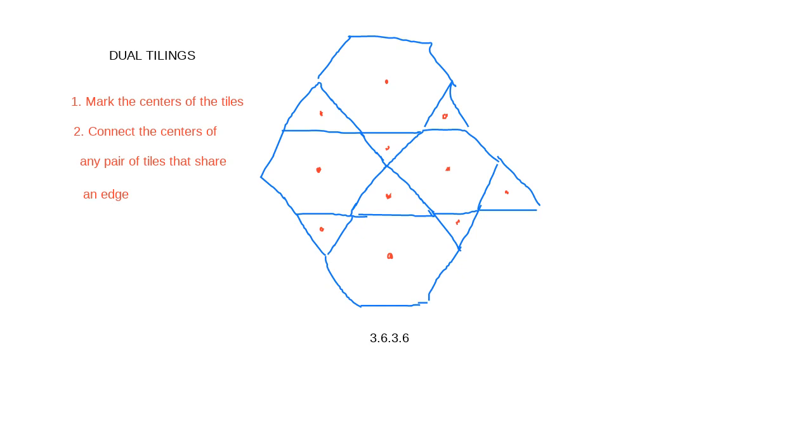For instance, look at this hexagon here. Which tiles does it share an edge with? All of these triangles, right? This one, this one, this one, and this one. It does not share an edge with any of the other hexagons, right? So I'm going to connect the center of the hexagon to the centers of the triangles that are around it, because these are the tiles that this hexagon shares an edge with.